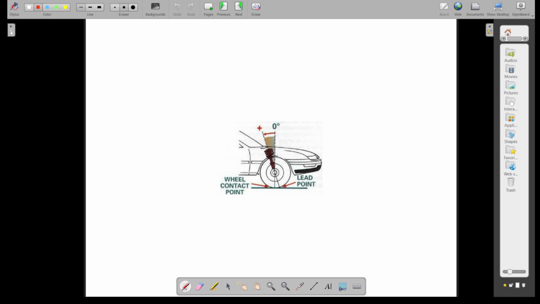So here you can see this is the front part. This tilt you can see is the steering axis tilt. You can see the steering axis tilt. So when you are viewing from the side of the vehicle, you can find the angle that is called the caster.